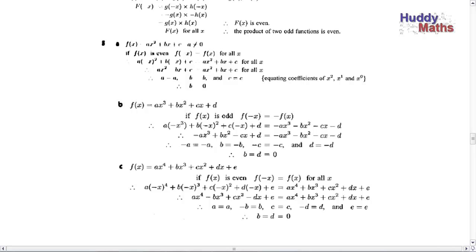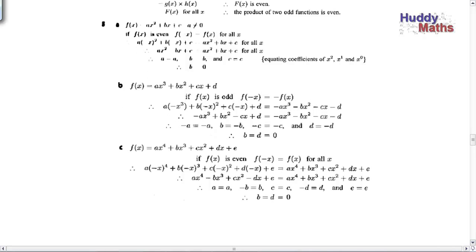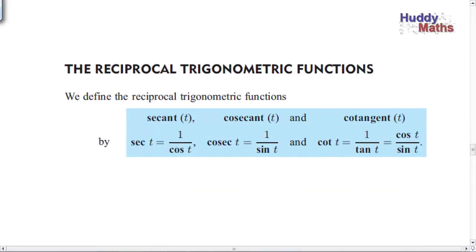What we now want to do is look at these reciprocal trig functions and have a look at what their graphs might look like. So we define them as, the reciprocal is 1 over. So secant of t is 1 over the cosine of t. The cosecant of t is 1 over the sine of t. And the cotangent of t is 1 over tan, which you could put as cos over sine. So I'll just write this down, that sec means the secant, cosec the cosecant, and cot the cotangent for the reciprocal functions.